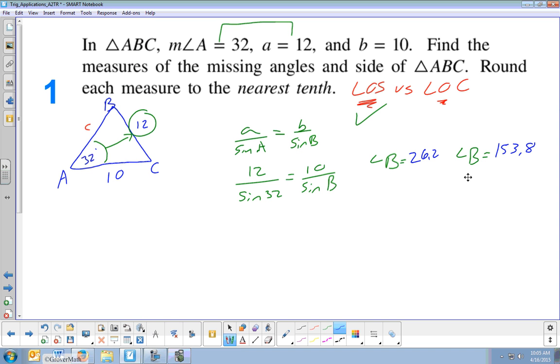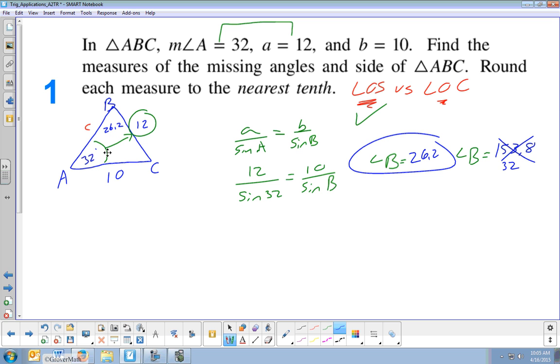And I know that angle A is 32, which means that this one will not work out. Because if angle A is 32, these add to more than 180, so that's not going to work out. So this has to be my angle B right here. So we found angle B to be 26.2.